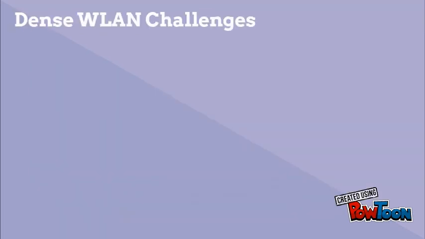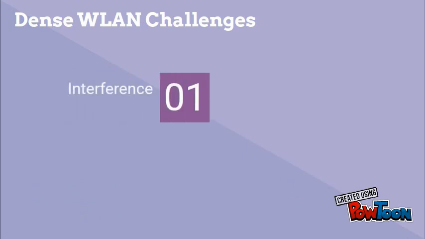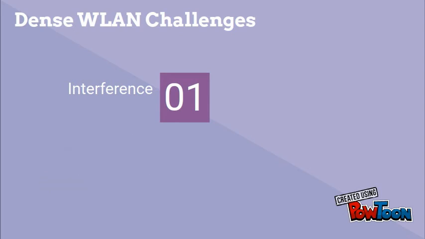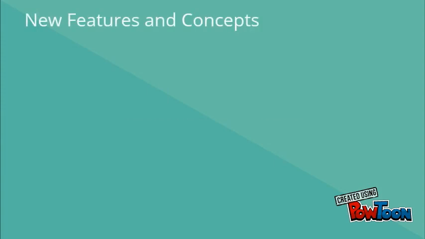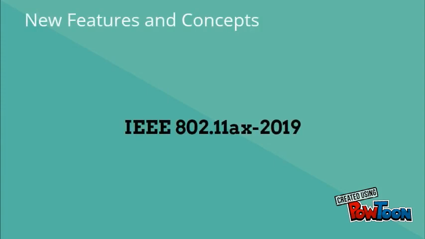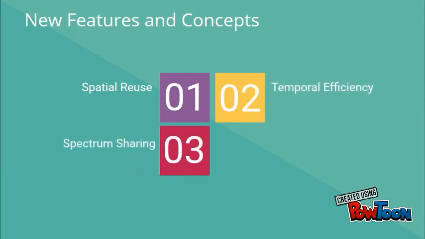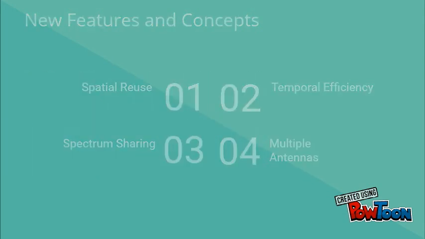The challenges in high-dense LAN are related to interference issues, which increase the packet error rate and reduce the number of concurrent transmissions. Additionally, the presence of many stations, STAs, in the same area increases the chances of collision among them. We will explore four new features and concepts introduced in the IEEE 802.11ax 2019 amendment, which are spatial reuse, temporal efficiency, spectrum sharing and multiple antenna technologies.